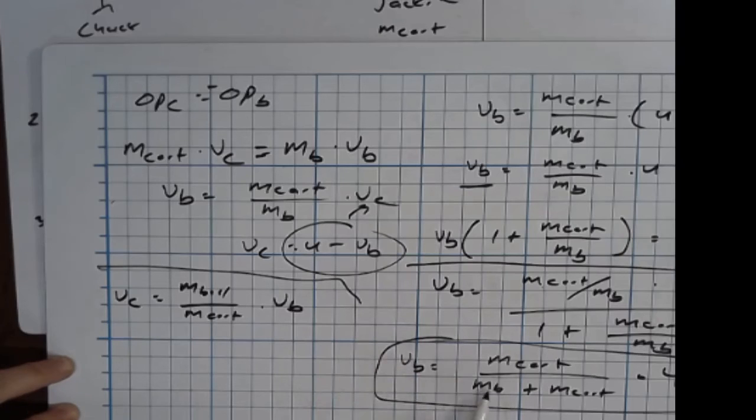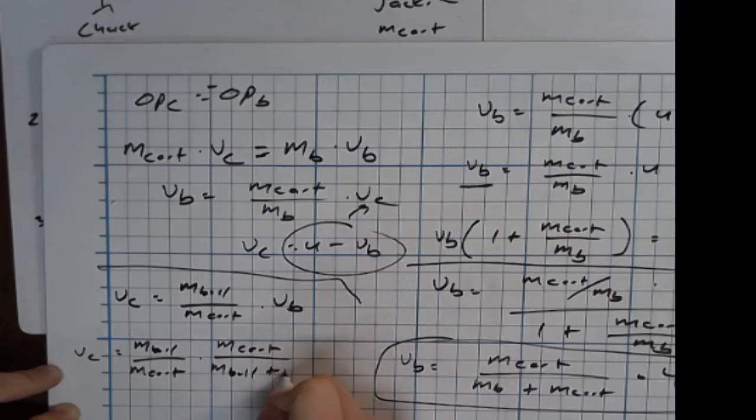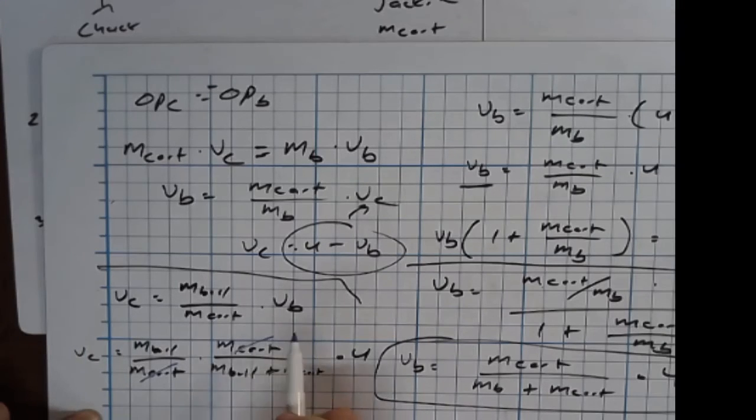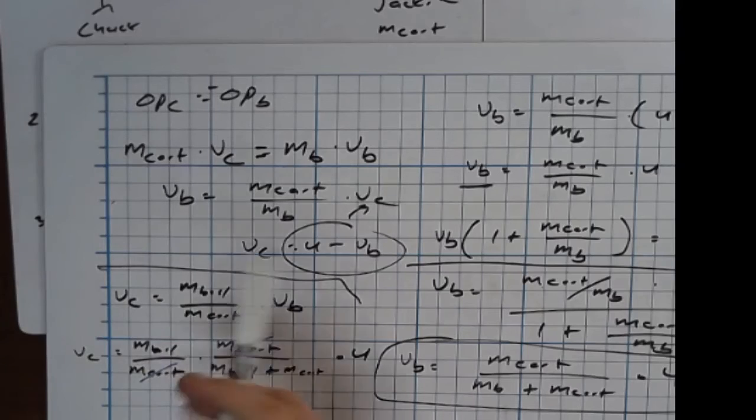And then I'm going to use this expression I just got for v sub b and put it in there so that I only have a u in there. So v sub c equals m ball divided by m cart times m cart over m ball plus m cart, all times u. And then there I can see I've got m cart on the top and the bottom of that fraction. So that means I've got m ball over m ball plus m cart times u.